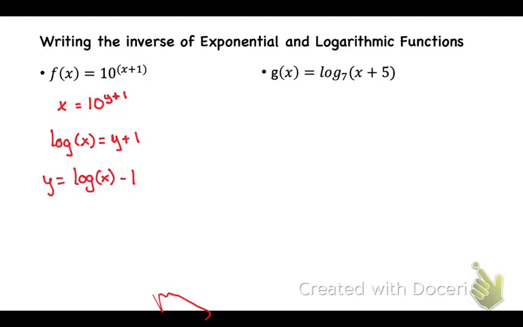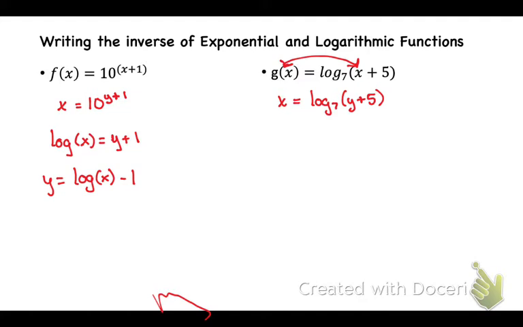So now I have g of x equals log base 7 of x plus 5. So this is in log. We need to switch it to exponential, but not quite yet. We need to switch what two things first? The x and the y, right? So I now have x equals log base 7 of y plus 5.